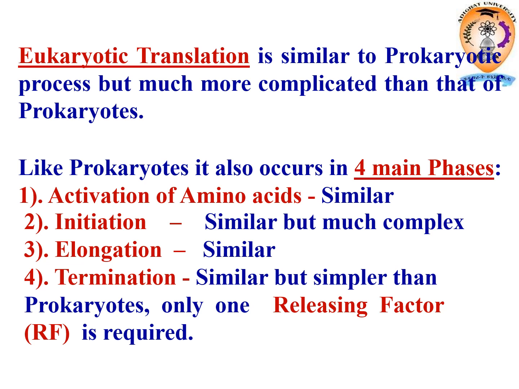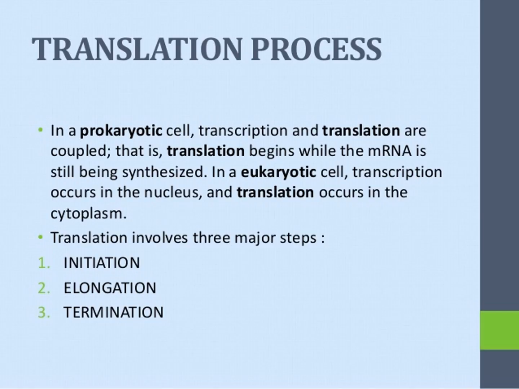Like prokaryotes, here also there are 4 main phases of translation: activation of amino acid, initiation, elongation, and termination. But here the initiation process is a little complex compared to prokaryotic translation. In the prokaryotic cell, transcription and translation are coupled. That means there is no separate location in the prokaryotic cell, so both transcription and translation take place in the cytoplasm.